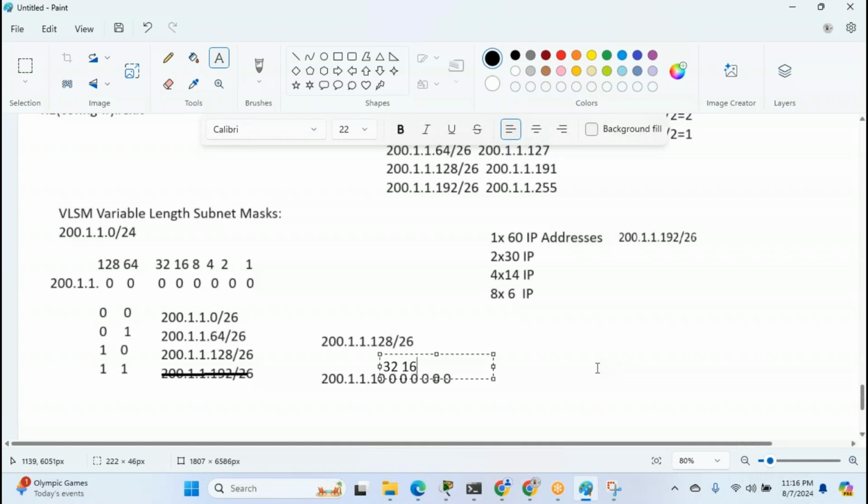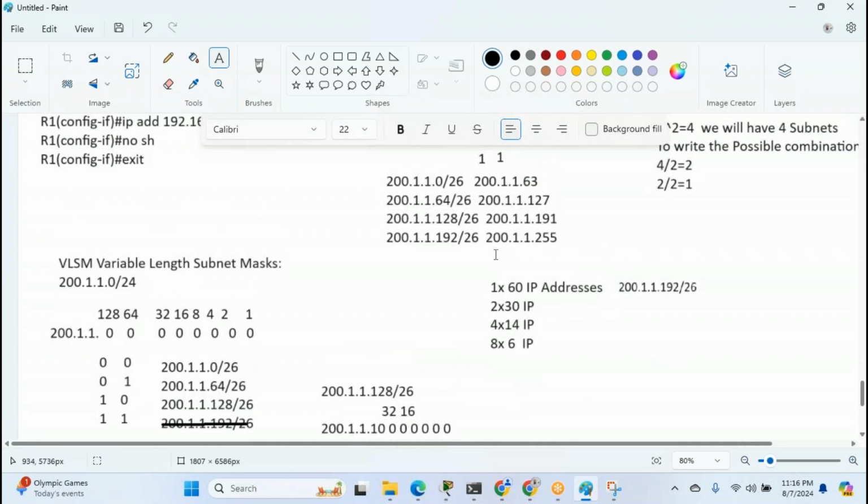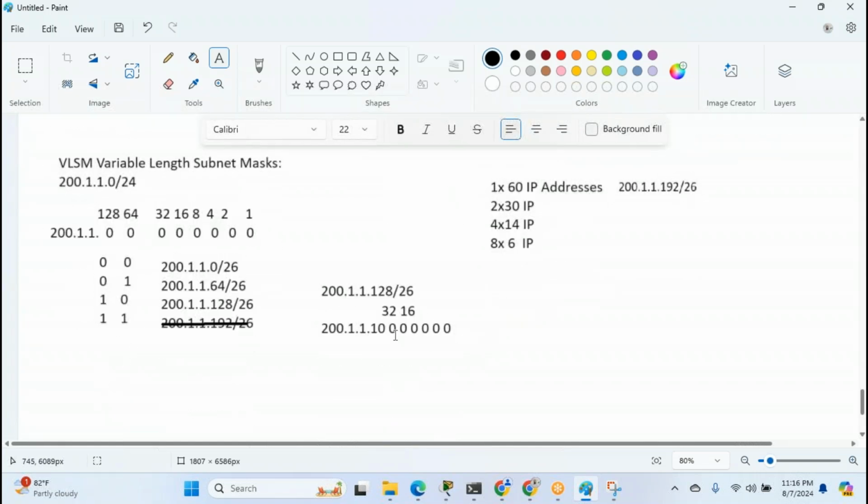So next one is 16. Now our requirement is 30 IP addresses. The second requirement is two subnets of 30 IP addresses. 30 is between 16 and 32, which means we have to do the subnetting of one more bit.